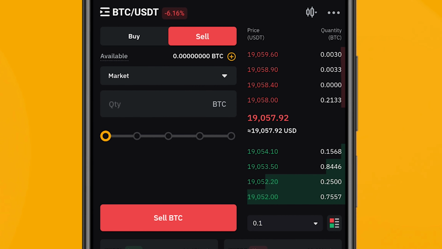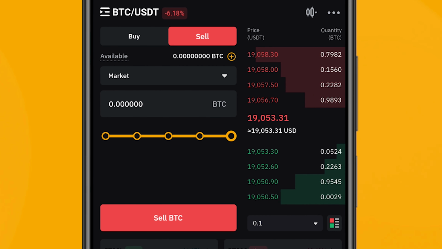So the same thing goes with sell. If you want to sell it, it sells at the best. A market order sells at the best possible price that is there in the market, on Bybit market.